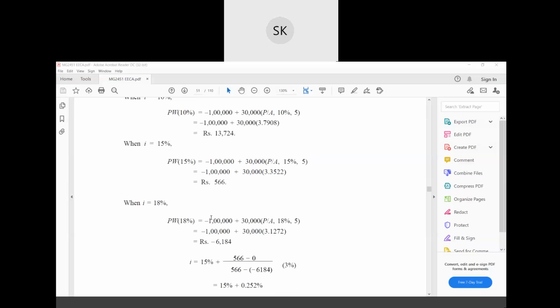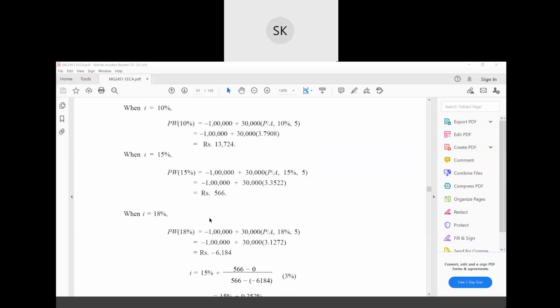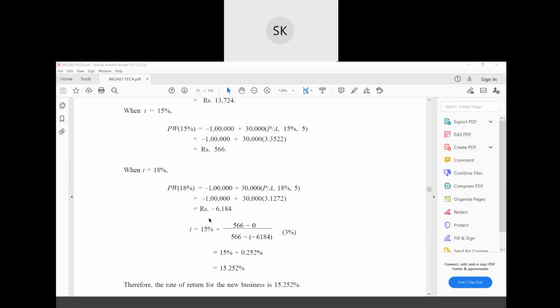Maybe some mistakes in the calculation. I'll check once more the calculation part. Okay, there were mistakes in the calculation.